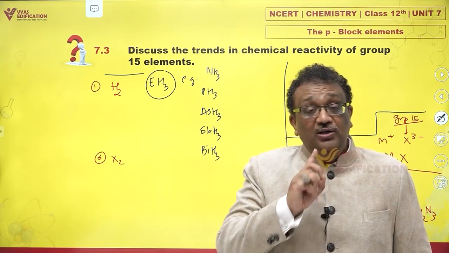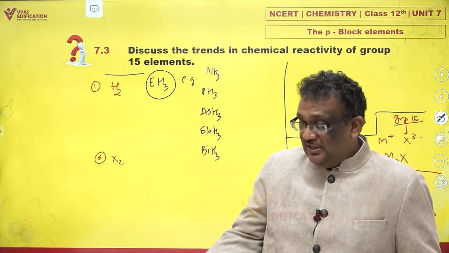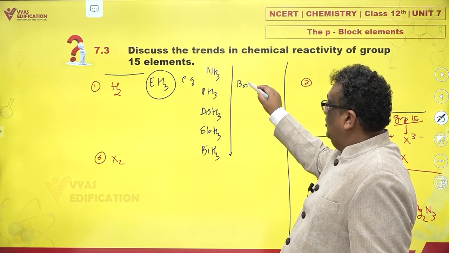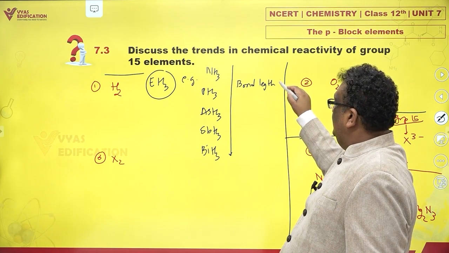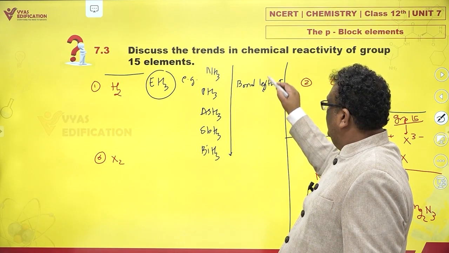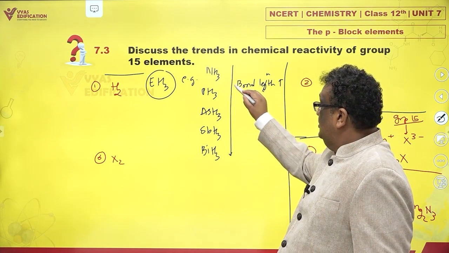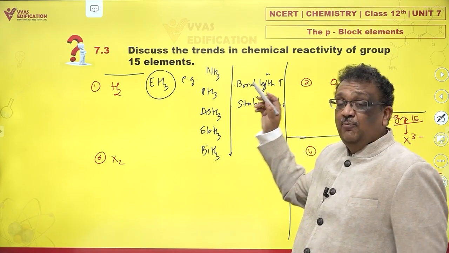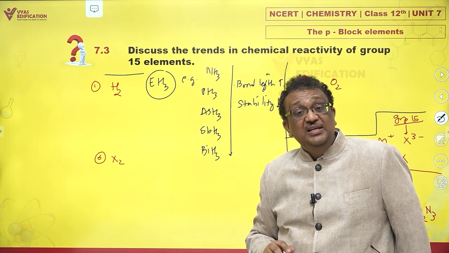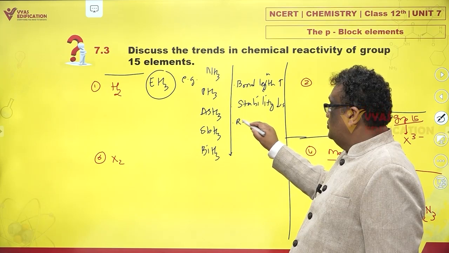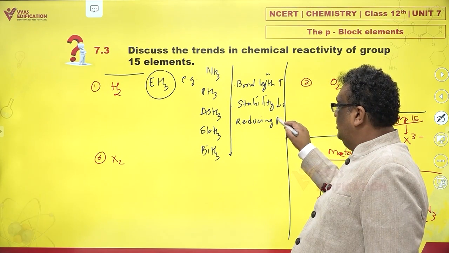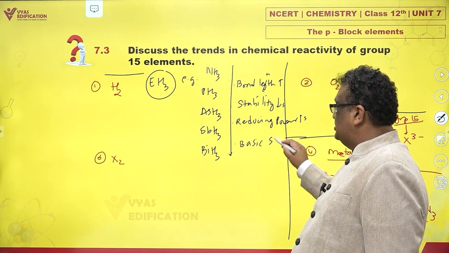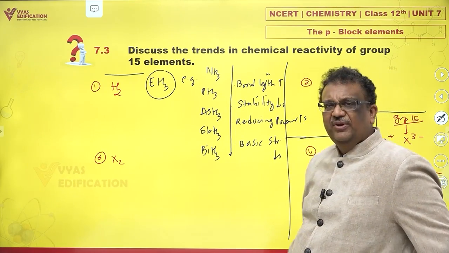I repeat, this is not the trend of reactivity of the elements. But since nothing else has been given, I'll just mention. Down the group, bond length increases. So you find stability decreases. That means ammonia is more stable and bismuthine is least stable. So reducing power increases, and not just that, basic strength decreases. I've told you 4 properties. We can talk about more also.